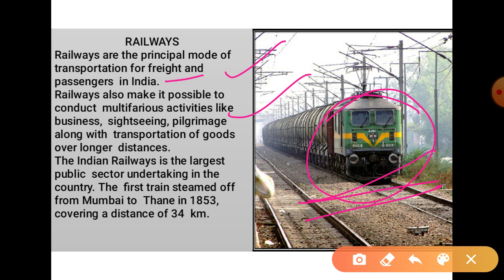In India, the railway is the largest public sector undertaking in the country. The first steam train ran between Mumbai and Thane, meaning the first railway track was established and the first train moved from Mumbai to Thane in 1853. As we discussed, NH1, National Highway 1, was made by Sher Shah Suri between Delhi and Amritsar. Similarly, the first train covered a distance of 34 kilometers.